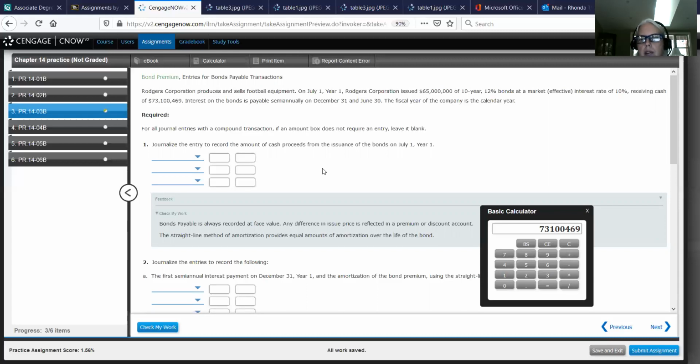So I hope this has helped you in learning about the transactions, the journal entries that we would record for the issuance of bonds, as well as calculating the interest that we have to pay on the bonds and amortizing the discount or the premium on the bonds.